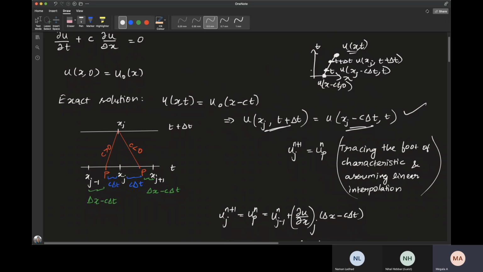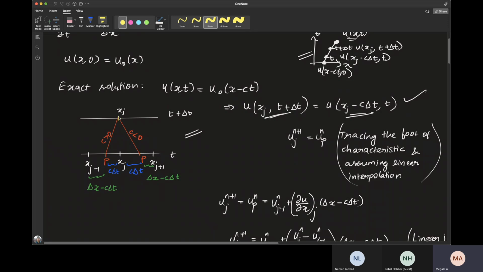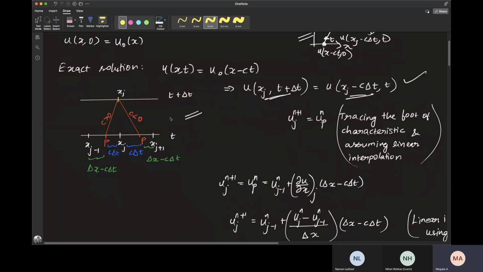Now this same picture is actually this one in a different form. We have 3 points, xj minus 1, xj and xj plus 1, and they are at different time steps, t and t plus delta t. Now you can have either this characteristic or this characteristic passing through the point xj. The foot of the characteristic traces to different points p, and they are at a distance c delta t from xj. We'll just draw both to represent them, but essentially we'll be having either one of these.